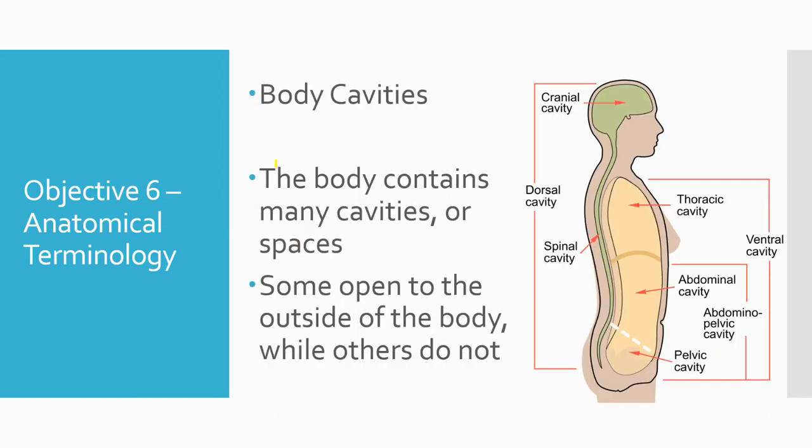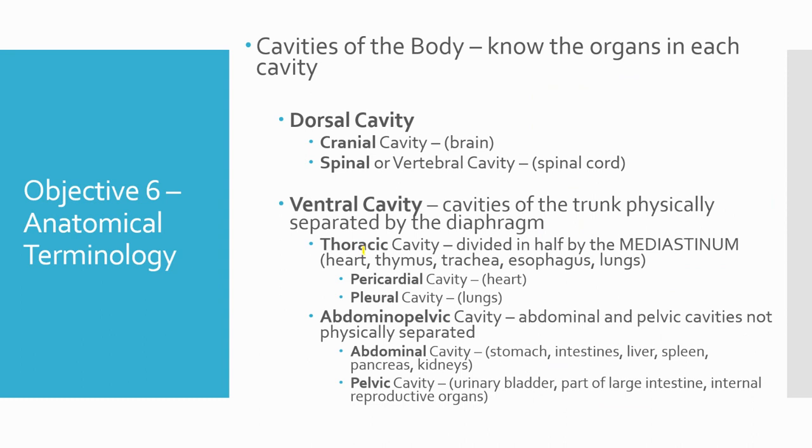Next up in anatomical terminology are body cavities. And a cavity by definition is just a space. And as you can see, there are many different body cavities that you will find inside of the human body. Some of them open to the outside of the body, others do not. It just depends on where they are and what they contain. And so one of the things you need to be familiar with are the organs that you'll find in each of the cavities. So here's two.